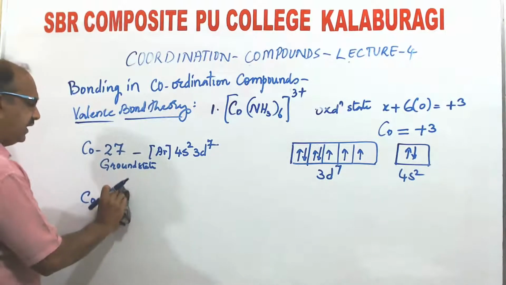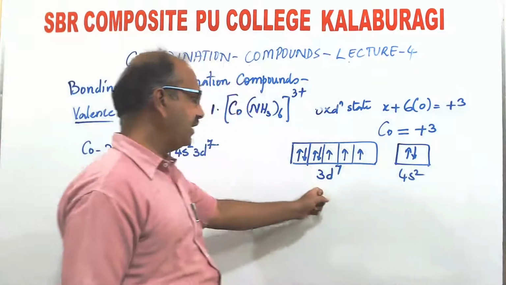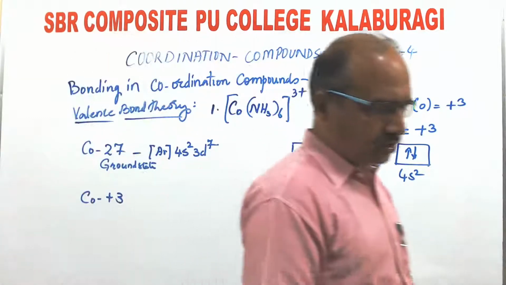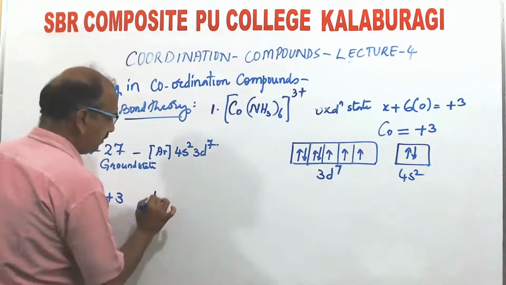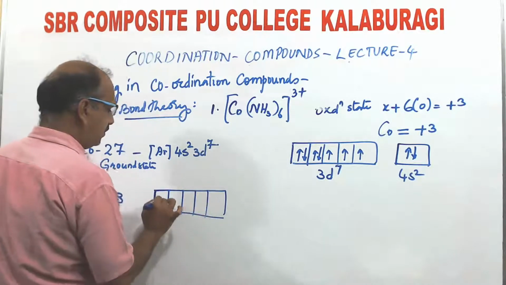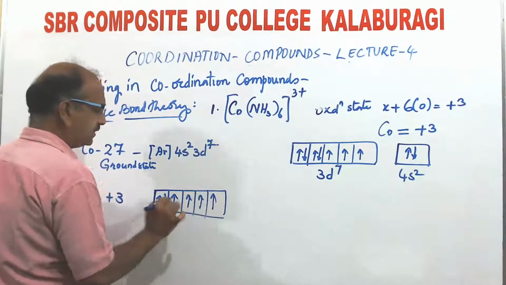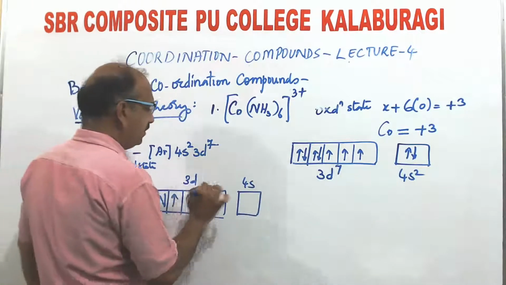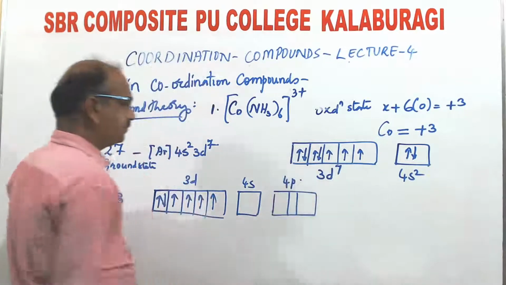Plus 3 means 3 electrons are donated: 2 electrons from the 4s level and 1 electron from the 3d. So the remaining electrons will be 6 now. Those 6 electrons are arranged like this for Co3+: 1, 2, 3, 4, 5, 6. The 4s is empty, this is 3d, and next is 4p, that's also empty.